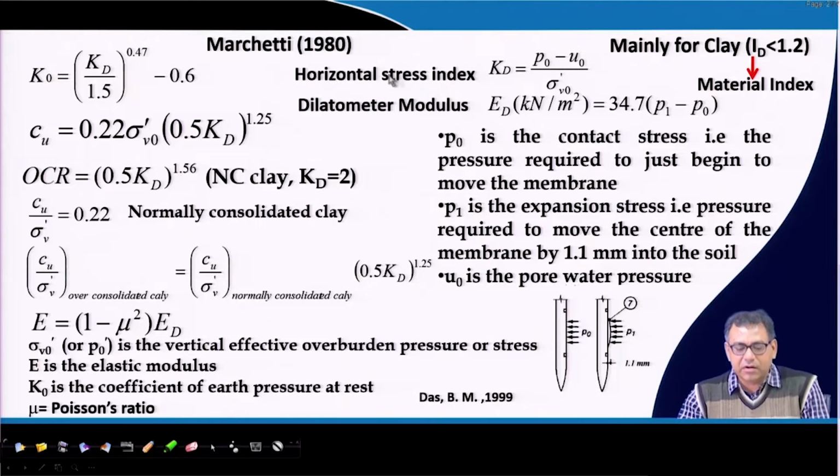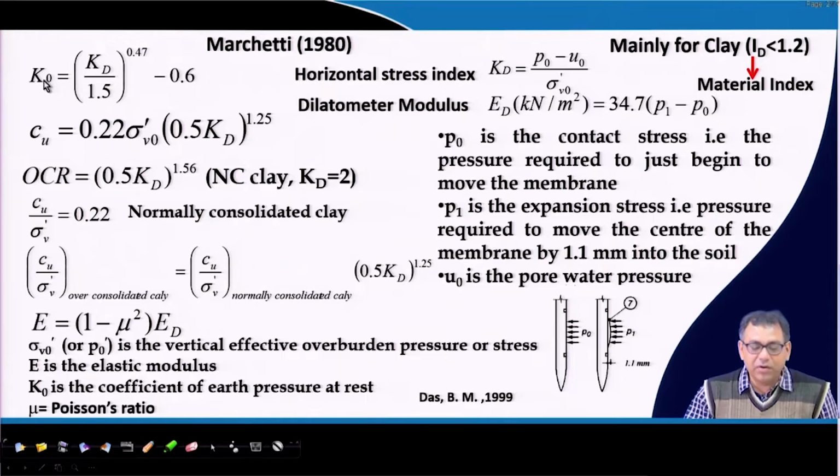First one is the horizontal stress index, Kd. Kd is (P0 minus U0) divided by sigma V0 bar, where sigma V0 bar is the effective vertical overburden pressure. So, if I know U0, sigma V0 bar and P0, from here I will get the Kd. Then I will get the dilatometer modulus, Ed. Ed is 34.7 times (P1 minus P0). Once I get the Kd and Ed, then I will get these properties, mainly for clay.